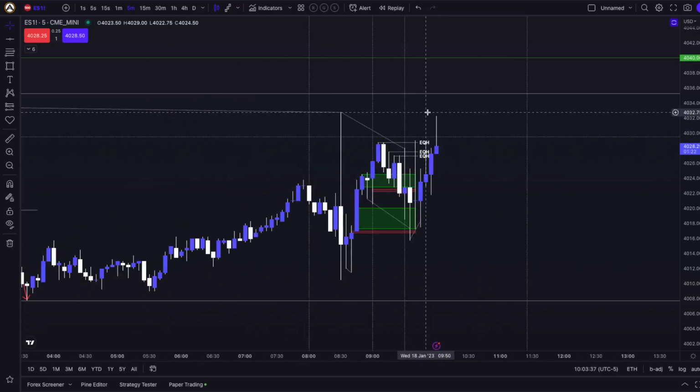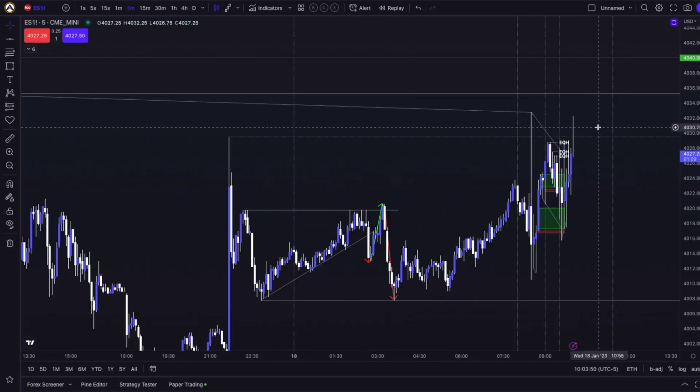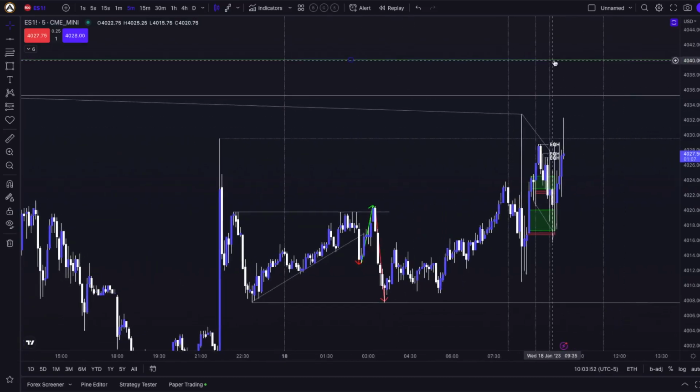And the next draw on liquidity, if you're in a long position, would be the previous day high right here from Tuesday the 17th of January at 40.35 and a quarter. After that, ICT also mentioned the 40.40 level as a potential draw on liquidity once we took out this level.